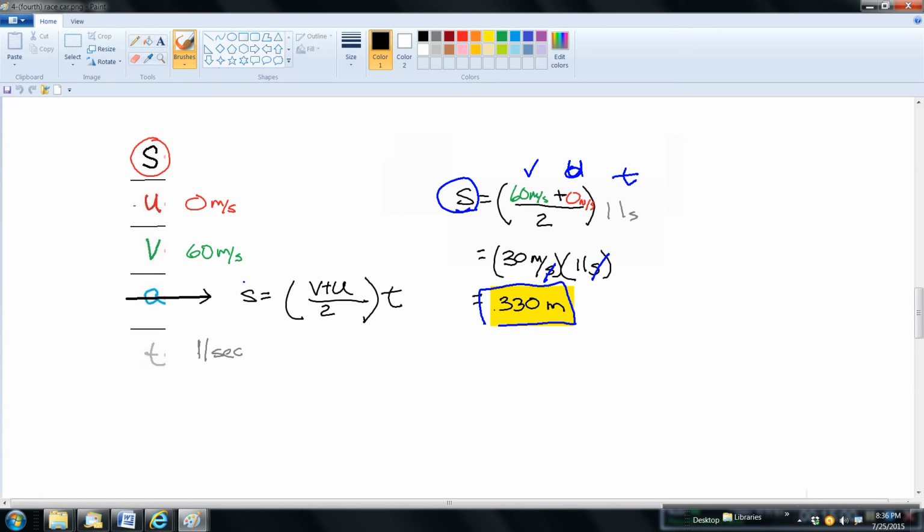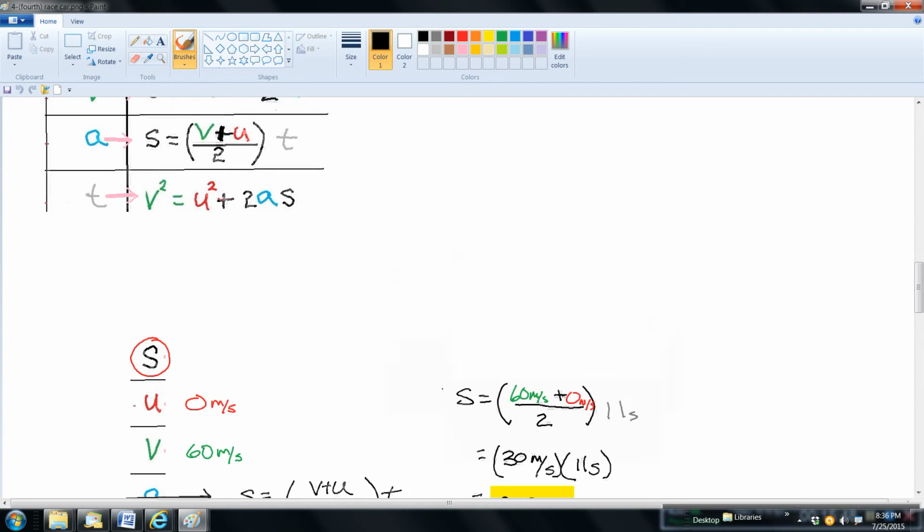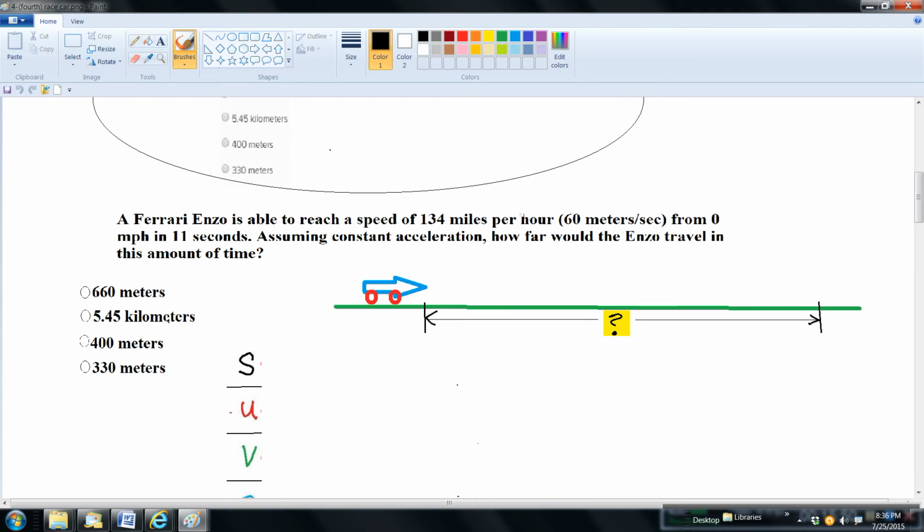So that's how a car that goes from 0 to 60, and it takes 11 seconds to do that, will have traveled a displacement, and it would be distance. They're both going to be equal in this case, because the actual path is equal to the initial and starting positions. So we made 330 meters in that time, and there's your answer.